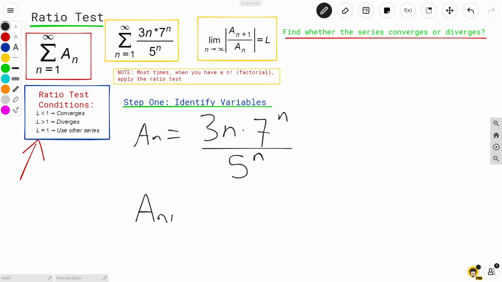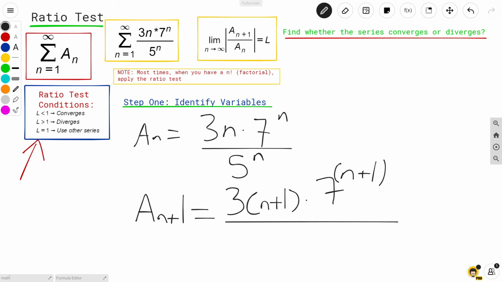Then a sub n plus 1 is equal to 3(n plus 1). And notice how I put parentheses around the n plus 1, indicating that it's separate from the 3, and the 3 will be distributed to both terms. 7^(n plus 1), I'll put parentheses around it as well, so that way you can see what's going on, divided by 5^(n plus 1). So that's our a sub n plus 1.